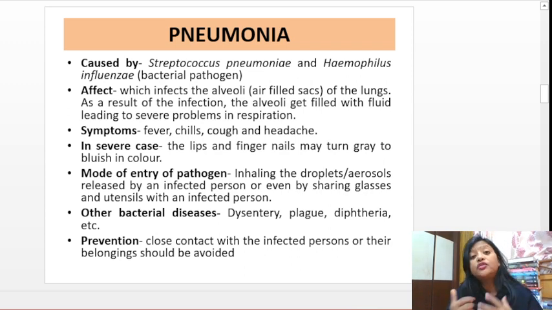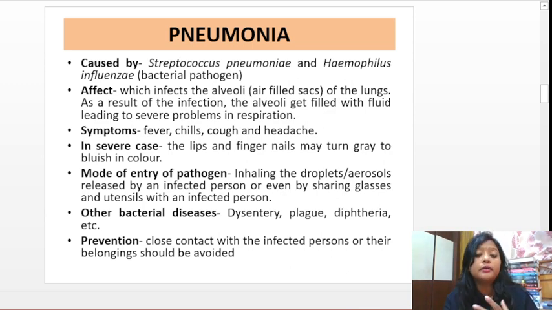So due to that you will show symptoms of headache, coughing, fever, and you'll be feeling cold. Sometimes if it's too severe, you can see your lips and your fingers turn gray or bluish in color. You will see some fading in your lips, finger colors, and nail colors.